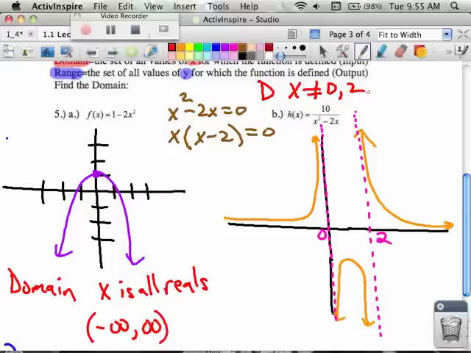But if I had to do it in interval notation, which you may be asked to do on the test, in fact, I'm pretty sure you will be, you would write it like this. Negative infinity up until 0 with a parentheses because you can't use 0. Union 0 to 2 is fine with a parentheses. You can't use 2, but I can keep going after that, so another union 2 on forever.